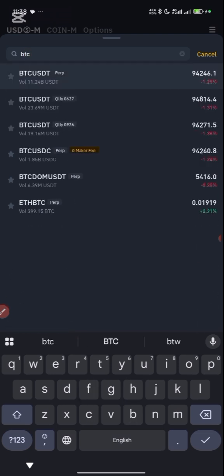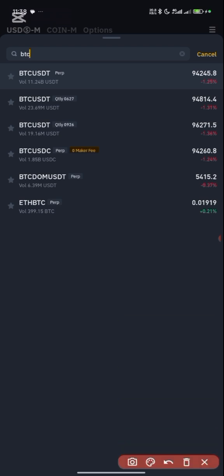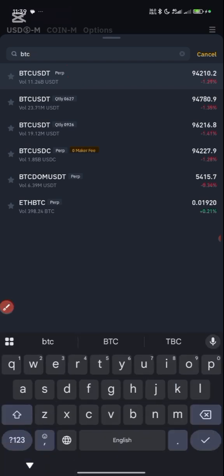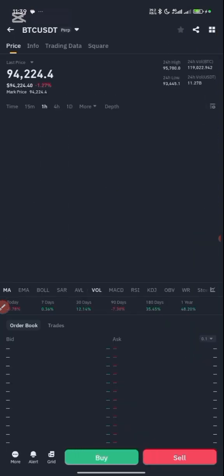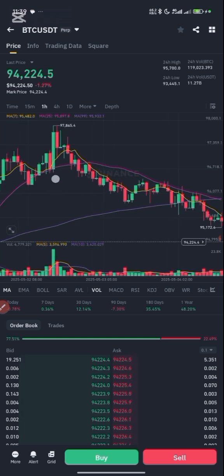One thing you should know is that whenever you are trading on futures, this PERP should be there. PERP means perpetual, but it should not be there for spot trading. When you are trading on futures, it should always be there. So Bitcoin USDT perpetual, that's what we are trading. It's here already. You have the chart here, how it is rising and falling.